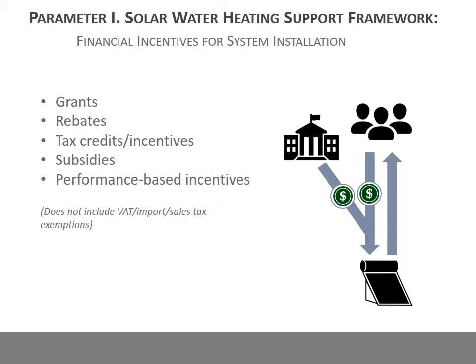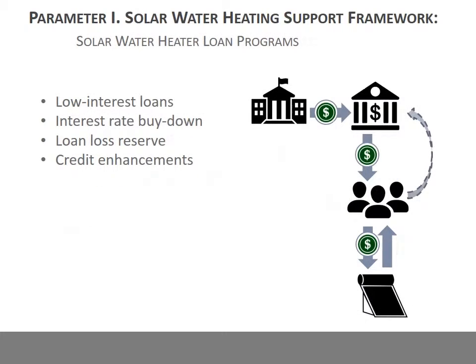We do not include exemptions for value-added taxes or import taxes, as interviews with industry and policy experts have shown that tax exemptions do not have as much impact as direct tax incentives like credits or deductions. Government-supported loan programs can be designed to reduce the cost of capital, as well as to expand the access to and availability of capital for solar water heating systems. Examples include low-interest loan programs, interest rate buy-down programs, and loan loss reserves.